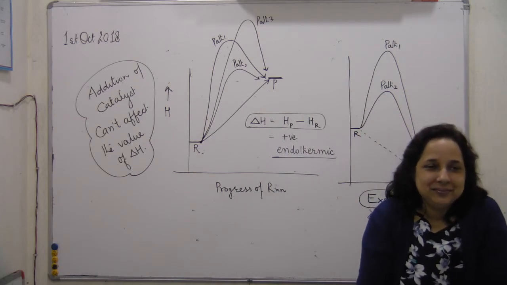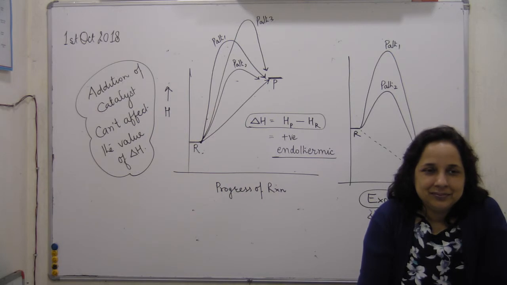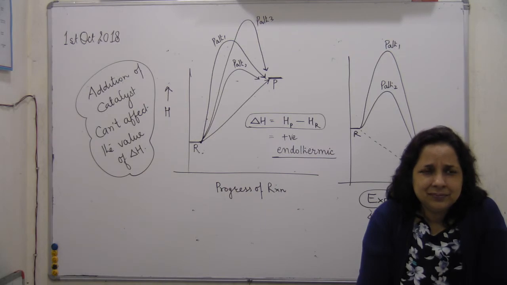Please answer a question. The ionization energy of helium positive is 8.7 into 10 raised to power minus 18 joules per atom. Calculate energy of first stationary state of lithium 2 positive.